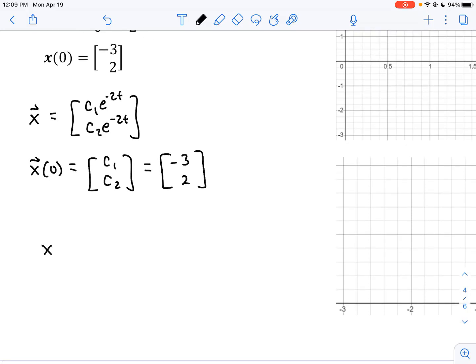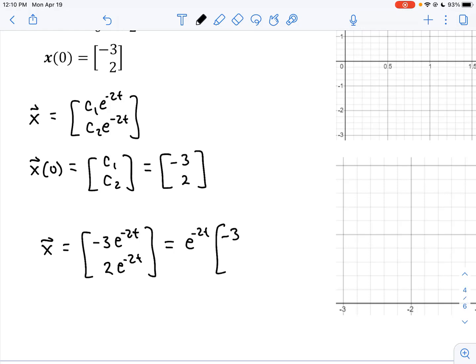And so we can now write our particular solution as a function of t is the following: negative 3 e to the negative 2t and 2 e to the negative 2t. So this is going to be my x function, and this is going to be my y function. And by the way, you could also do some factoring here. You could take out the e to the negative 2t. So there's lots of ways to write these things. You can write your answer this way. It's still just important to remember that negative 3 times e to the negative 2t would be your x function, and 2 times e to the negative 2t would be your y function.